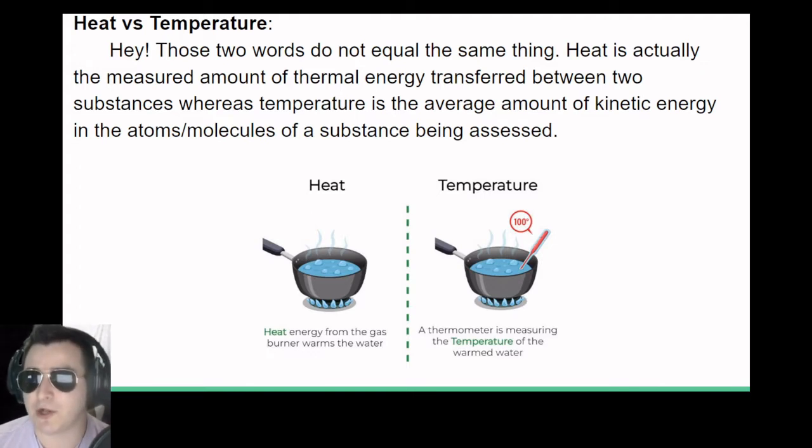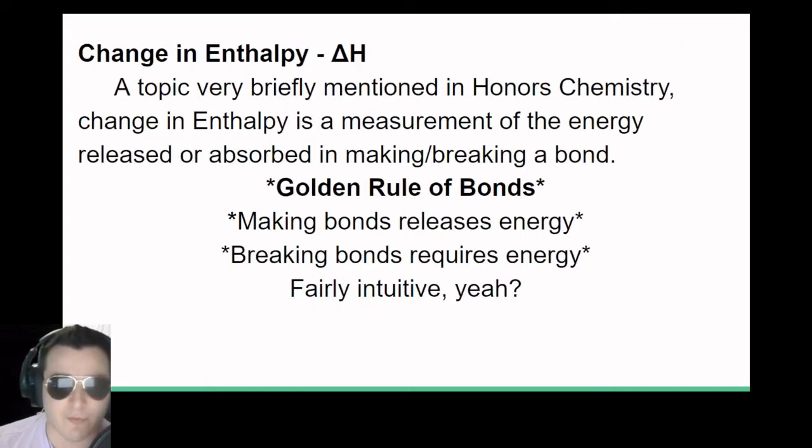Very critical terminology that we're going to utilize later on in our questions at the end. Heat is the assessment of the transfer of energy, not the energy of the sample itself. Very important to note.